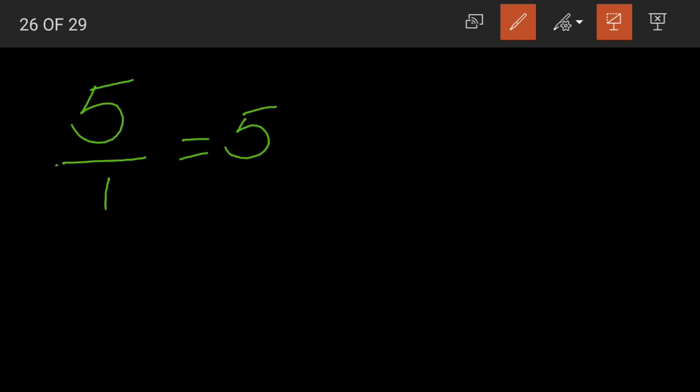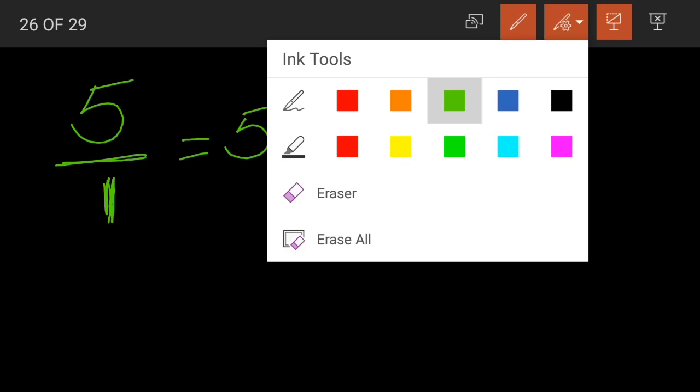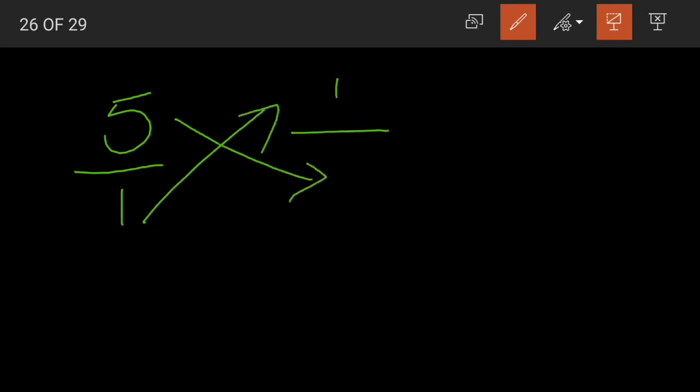It doesn't mean that 5 does not have a denominator. 5 has the denominator 1, which we do not write every time because we know 5 divided by 1 is nothing but 5 only. So, when I have the integer 5 with the denominator 1, its reciprocal becomes what? 1 comes up and 5 goes down. The reciprocal of 5 is 1 by 5.